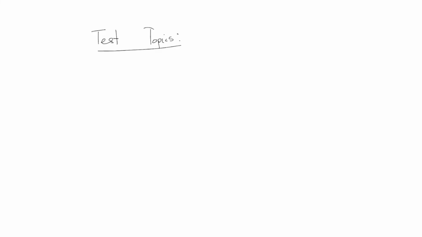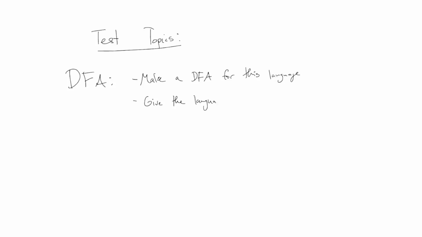Basically just DFA and NFA. So for DFAs, these are types of questions that you should expect to see. Something like, make a DFA for this language, a^n b^m, something like that. I give you a language, you make a DFA which accepts that language. Or the other way around, give the language of this DFA. I might show you the picture and you have to tell me what the language is.